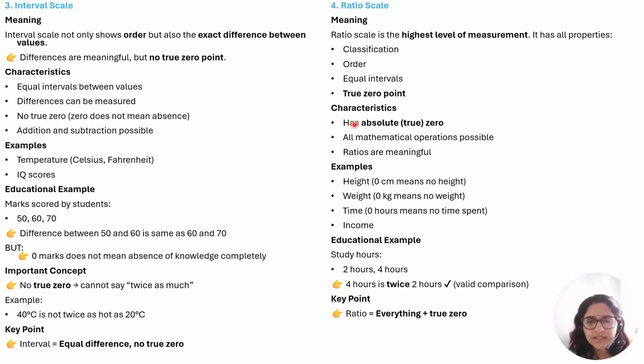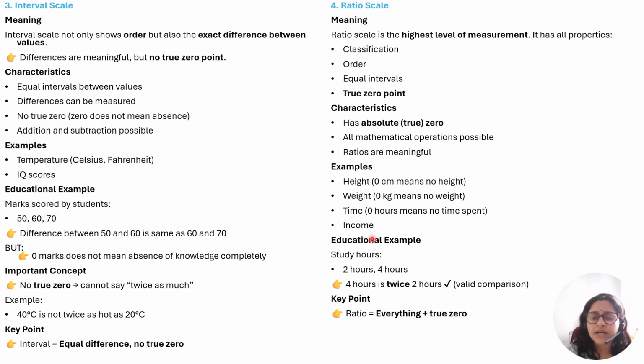Some of its characteristics are that it has an absolute or true zero. That means zero has certain value. But in interval scale there is no meaning for zero. All mathematical operations are possible and ratios are meaningful. Example: height, weight, time, income, etc.